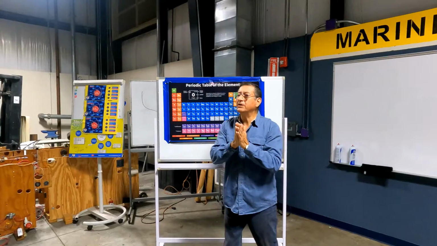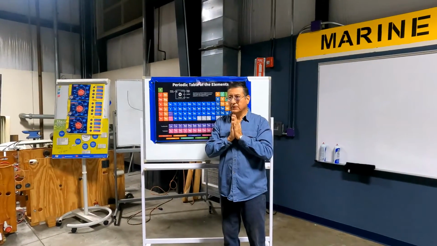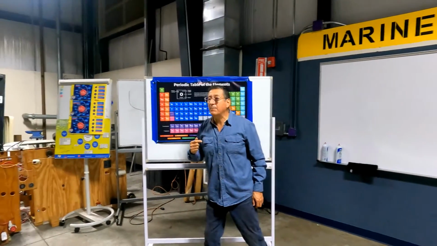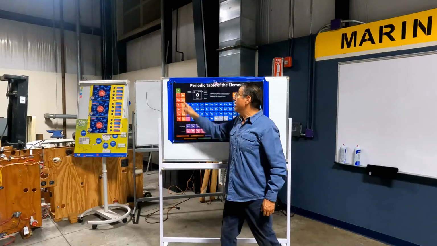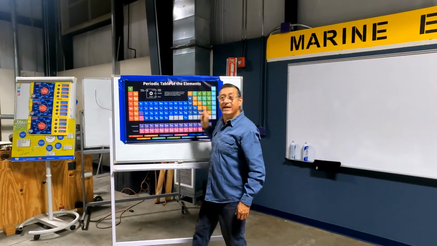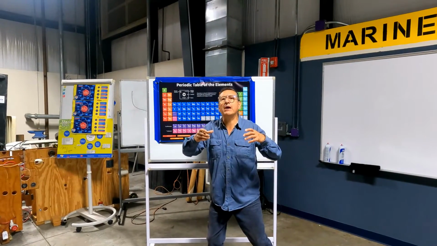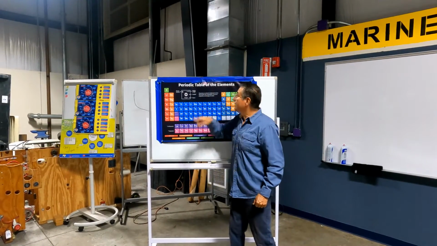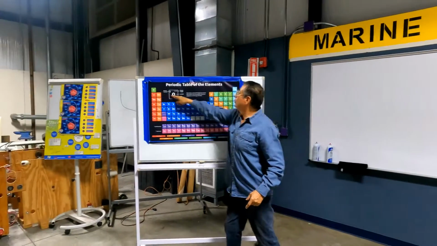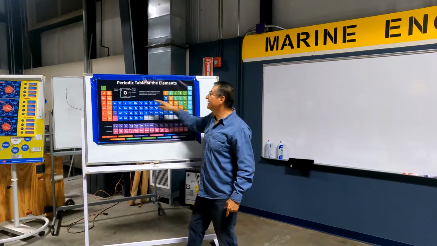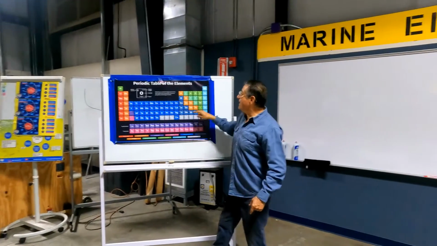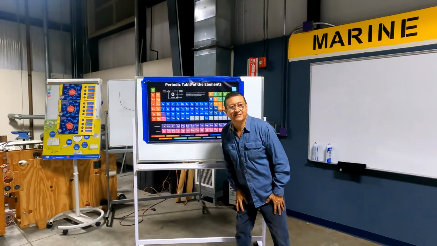Okay. Let me explain something. Now it's clear that the elements are organized in the periodic table according to the amount of electrons in the last orbit: 1 electron in the last orbit, 2 electrons, 3, 4, 5, 6, 7, 8, and according to the amount of orbits. Pay attention. 1 orbit, 2 orbits, 3 orbits, 4 orbits, 5, 6, 7 orbits.